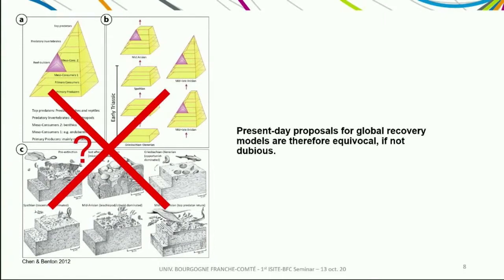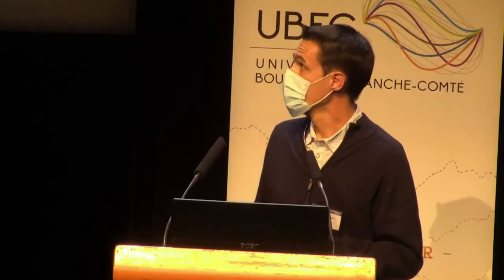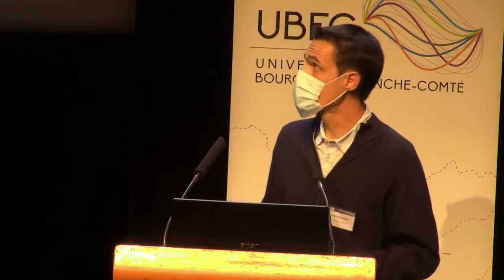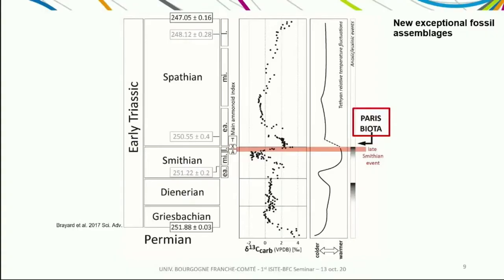Thus, if we take into account all the recent data and, for instance, my example, and if we compare them to the classical model of a slow and delayed recovery, this model appears very, very dubious. This is all the more interesting as we found new exceptional fossiliferous assemblages that call into question many hypotheses about the early Triassic recovery. And this is the core of our ISITE project.